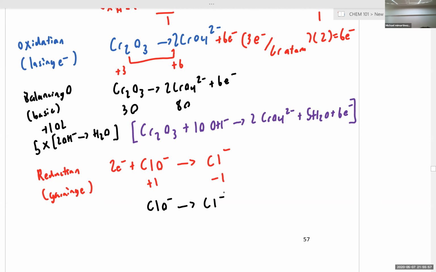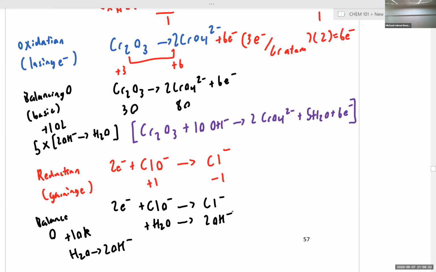Is this equation balanced in terms of oxygen atoms? Do we need to balance our oxygen atoms? Yes. So if I need to add 1 oxygen to the right, I use the following pair. H2O leads to 2OH. So I'm going to add water to the left, and I'm going to add 2 hydroxides to the right.